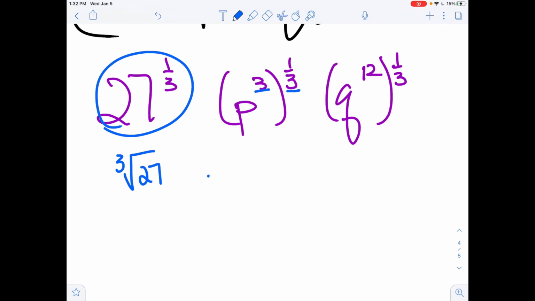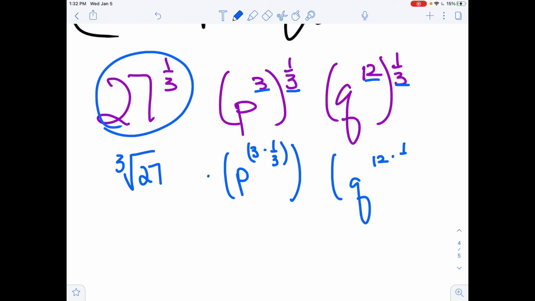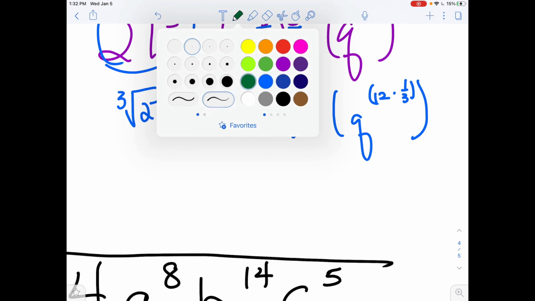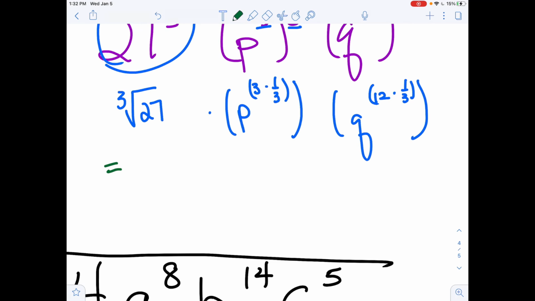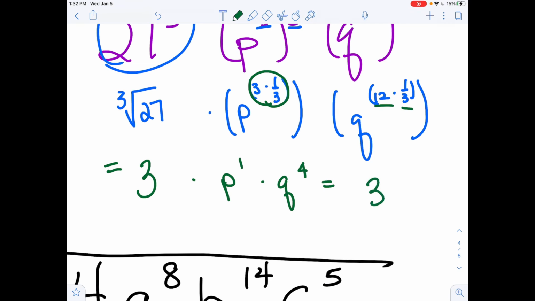When I've got a power to a power, I'm really multiplying the powers. And then q to the 12 to the 1/3, again, we're just multiplying those powers. So let's simplify this. We get the third root of 27, that's just 3, that's on our list. 3 times 1/3 is just 1, and 12 times 1/3 is just 4. So I'm left with 3 times p times q to the 4th.